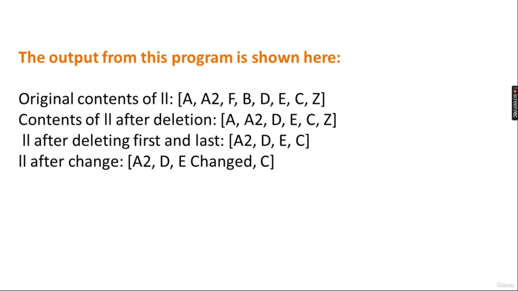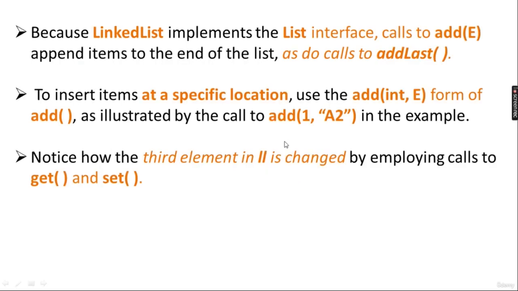The output is A2, F, B, D, E, C, G, then A2, D, E, C, G after deletion. F is deleted, B is deleted, and first and last are deleted, A is deleted, Z is deleted. Then after changing: A2, D, E changed, and C. So the E element is changed.